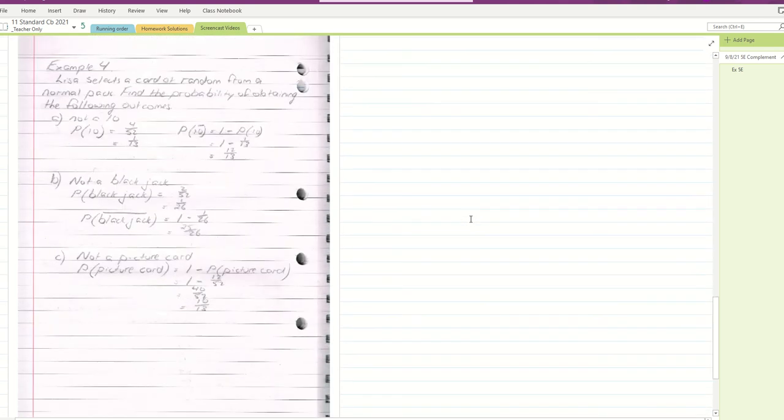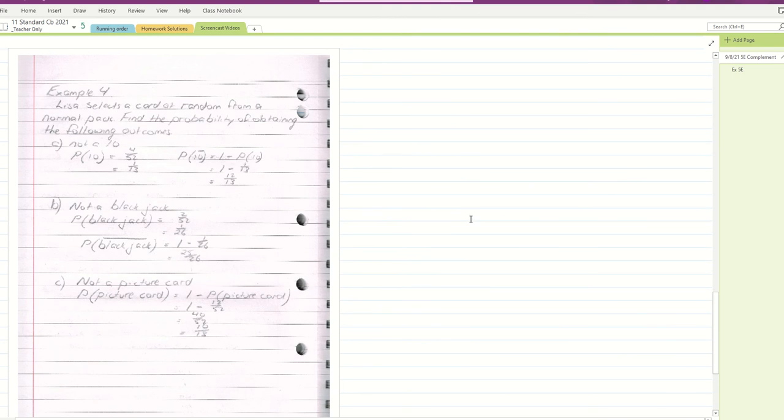Looking at example 4, we have Lisa selects a card at random from a normal pack of cards. Find the probability of obtaining the following outcomes. So our normal pack of cards, we've got 52 of them. We've got 4 suits. We've got 3 picture cards in each suit.